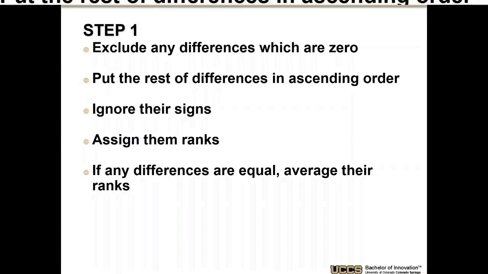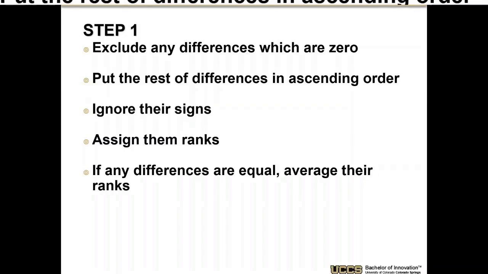And I'm really going to count how often the first one wins. So anytime the differences are 0, the two values are the same, that doesn't matter. Then we're going to put the rest of the differences in ascending order. Is algorithm A beating algorithm B by a large amount? That's the first one. And then I work my way down, and I'm going to ignore their signs.